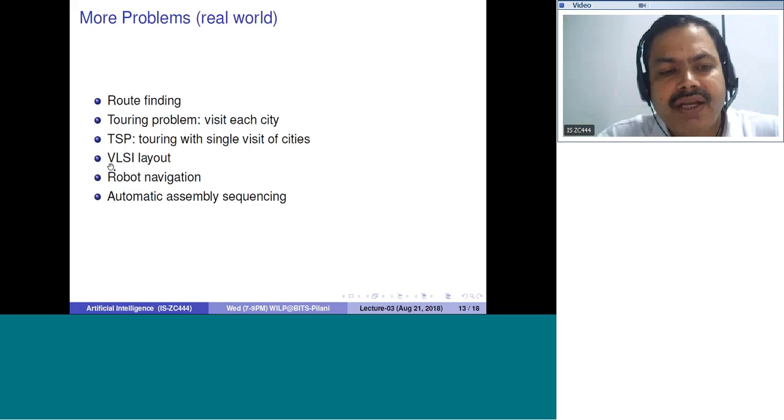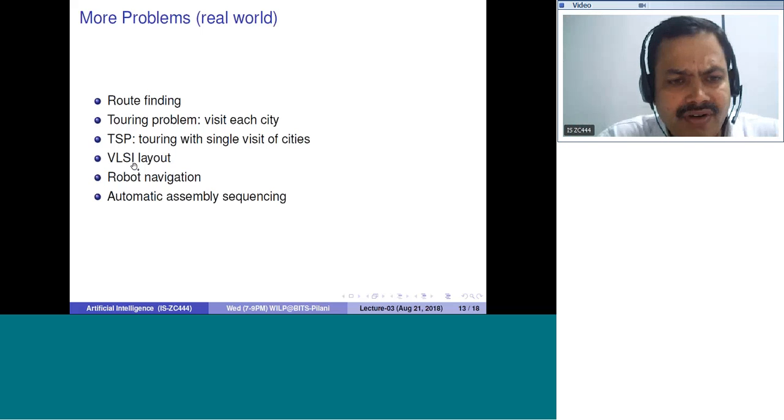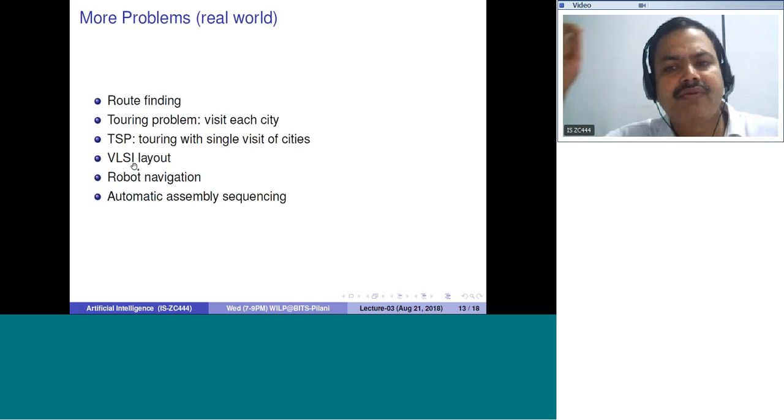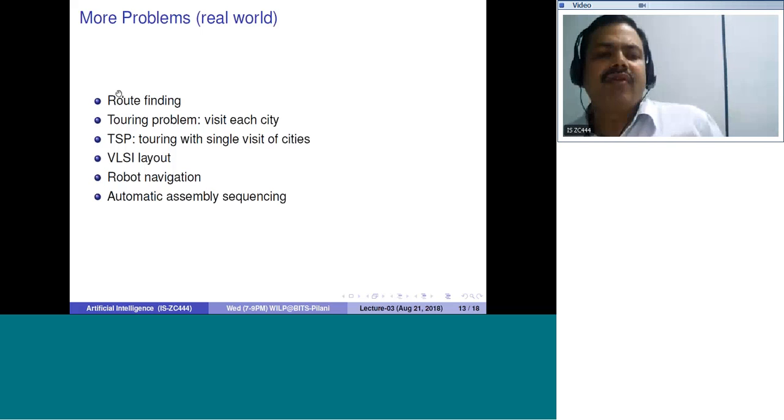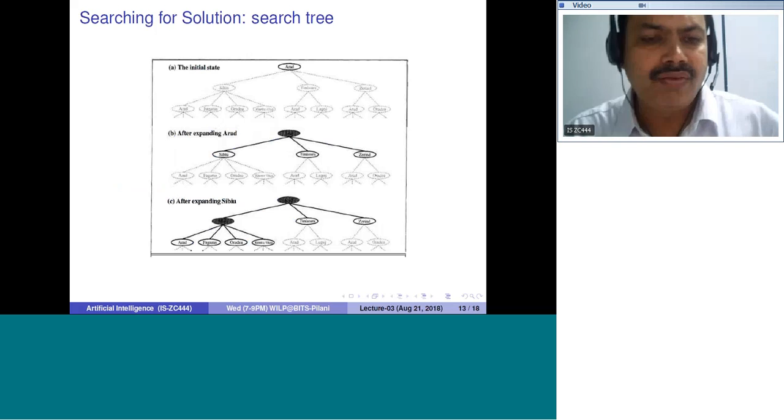VLSI layout: most of the time the VLSI components need to be packed very tightly, so that less wiring and less power is required. That is also a very difficult problem, because the combinatorics make it very high. Okay, robot navigation. You have a robot, you want to take it out and you perform some operations. Very complex situations, because a robot in itself can have a very complex design, with various joints, and it is going to perform operations: standing, going up, going down, moving forward, moving backward, doing something. So it is a very high dimensional problem.